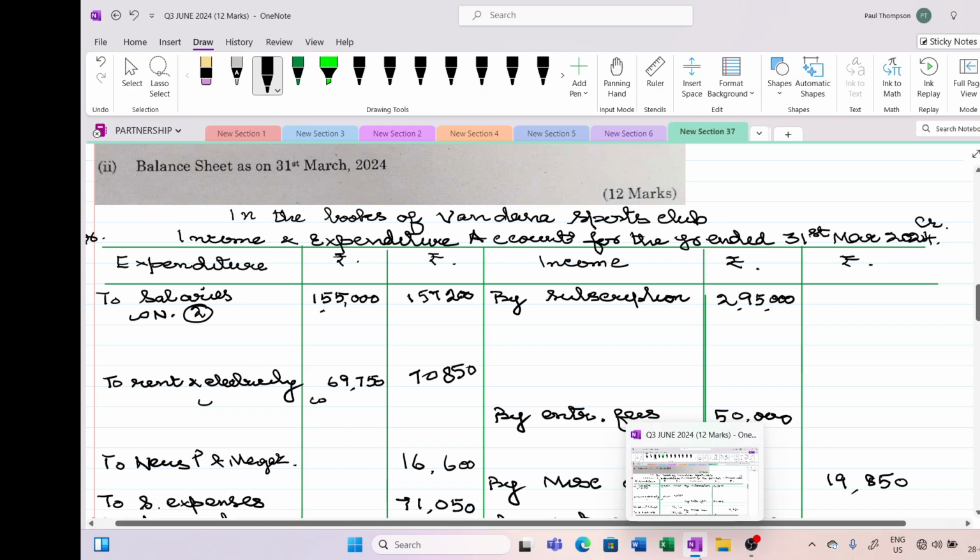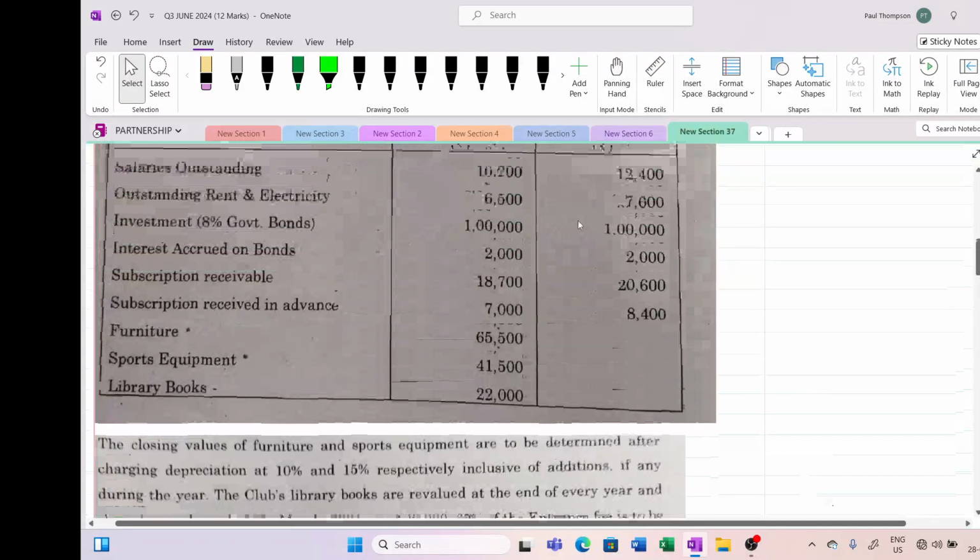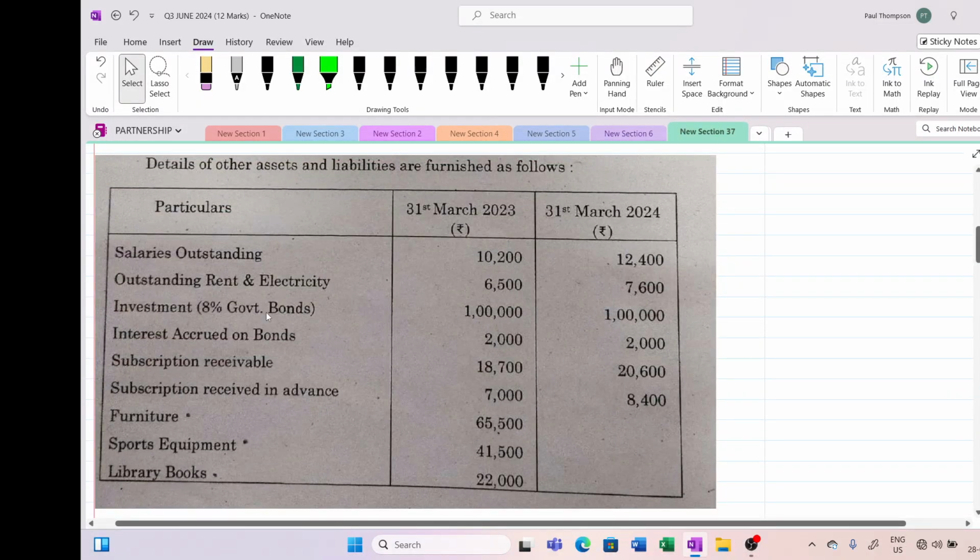This is working note. You can write here also working note number 3. Okay. So this is also over. Newspaper and magazine, there is no adjustment. So I had put it on the outer side.